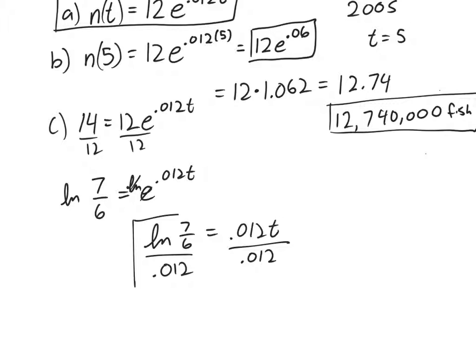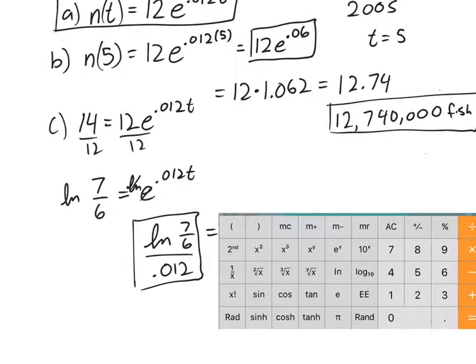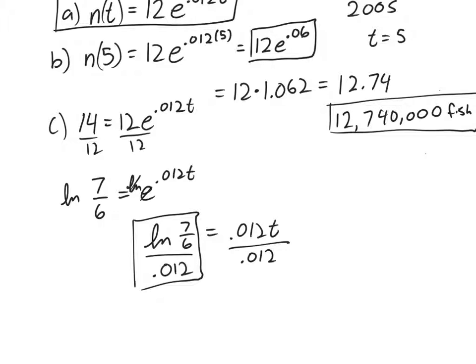Now, if I don't have a calculator, this is my answer. If I do have a calculator, this is how I do it. So what I do is I say, okay, 7 divided by 6, and then I hit equal, and then I hit this natural log button. What this does is take the natural log of whatever's up here, and that will give me 0.154.